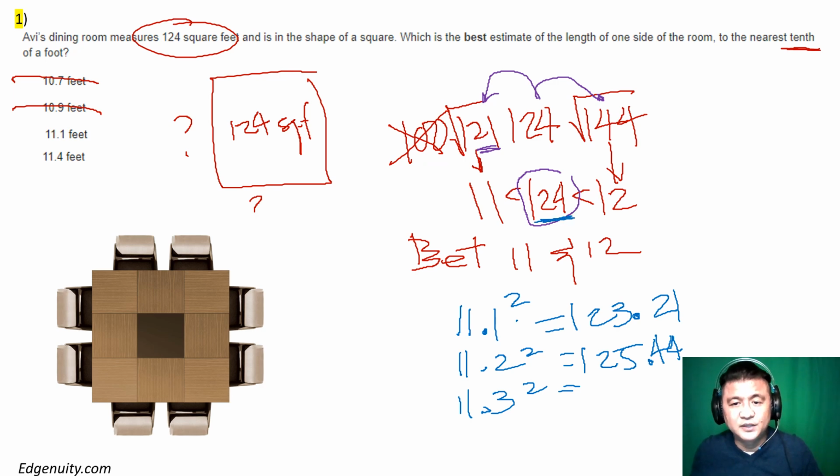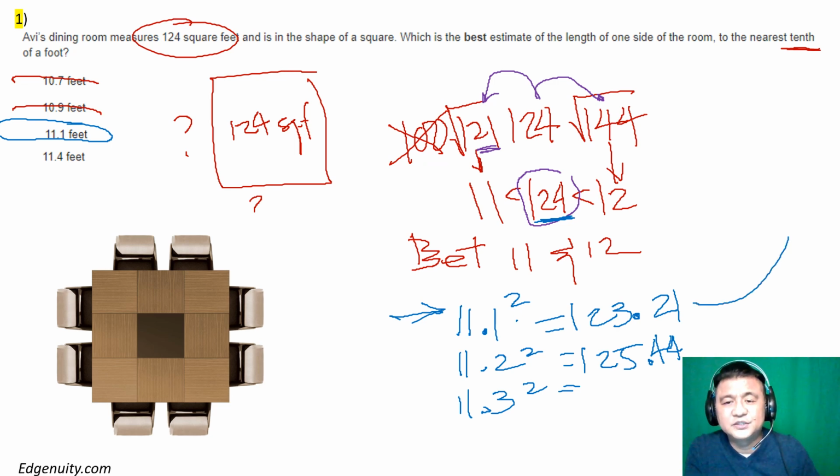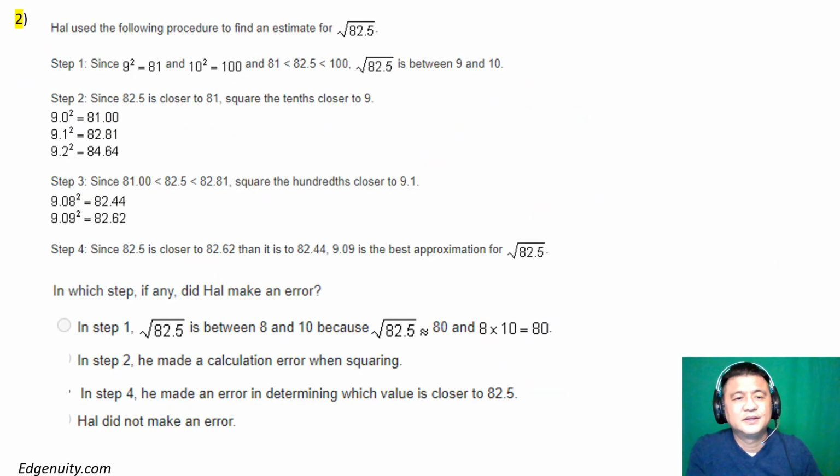Remember, our number is 124. So what would be the nearer one? The nearer would be 11.1, because it's nearer 124 rather than this. I don't need to continue because it gets farther. Okay, let's try another one.